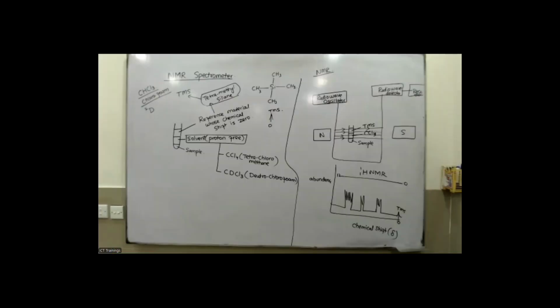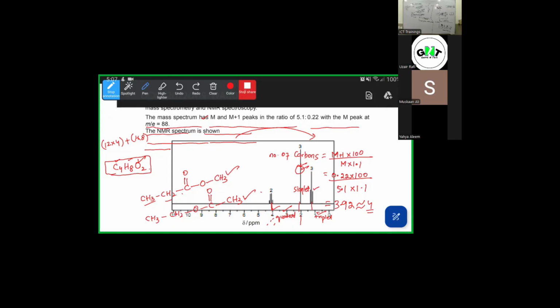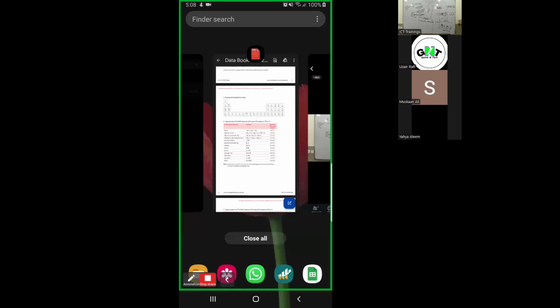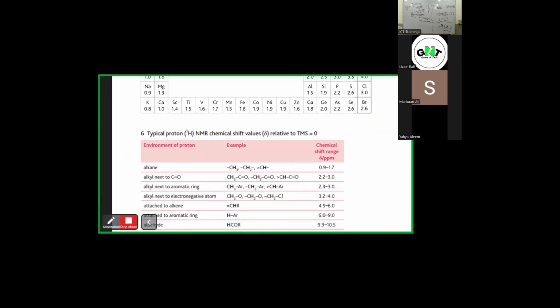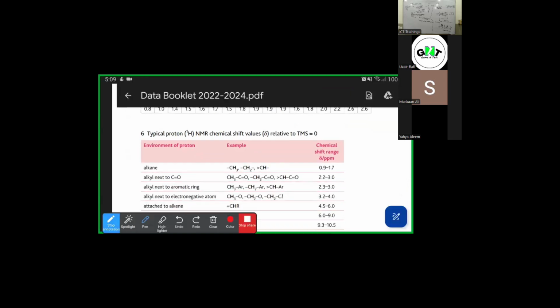I'm going to share a screen with you now. We will do the same question by using this one. Okay, so this is the thing which is being given. This is called the hydrogen NMR. If you look up here, these are the hydrogen NMR chemical shift values. So the first value was given at 0.9 to 1.7 where we got CH3, so we should write CH3.